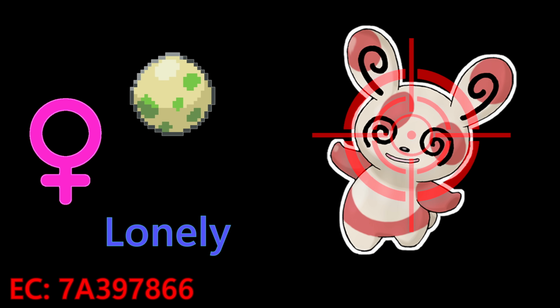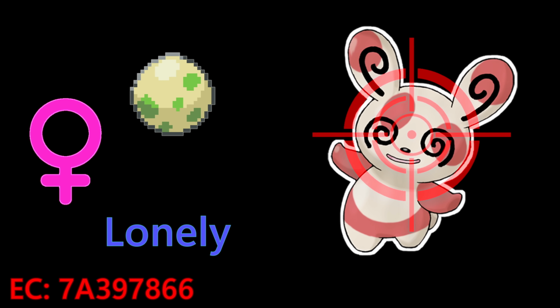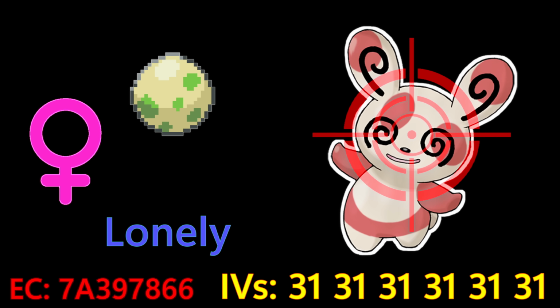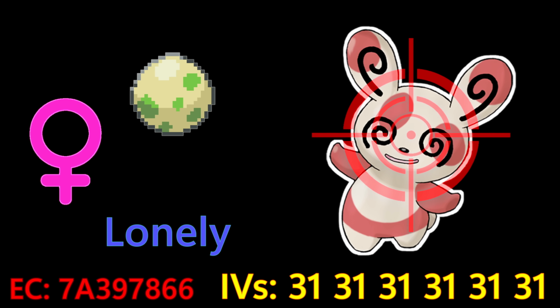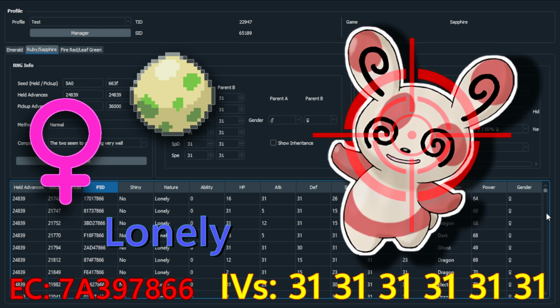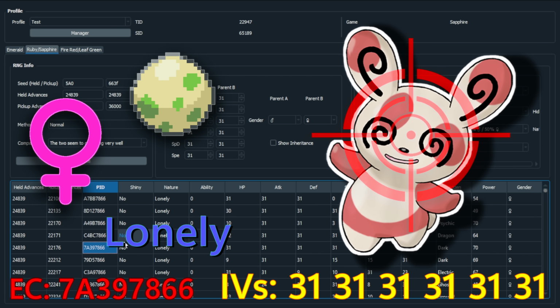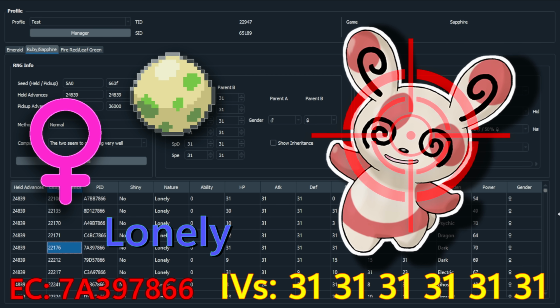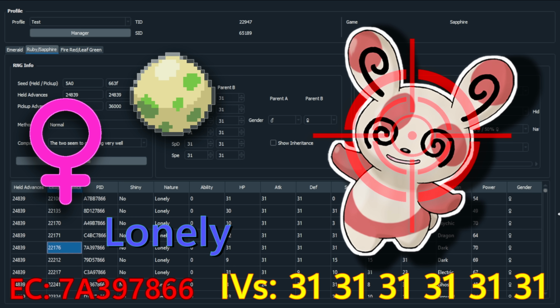And because I have added flexibility, I've decided to be a little bit more picky about my Spinda. It's not going to be very difficult to find the second half at this point, so I decided to go for a spread with 31 IVs in all stats as well. That is significantly more rare, but with a little bit of haphazard button mashing and control F'ing, I found a seed that puts me 22,176 frames away from obtaining the ultimate Spinda.